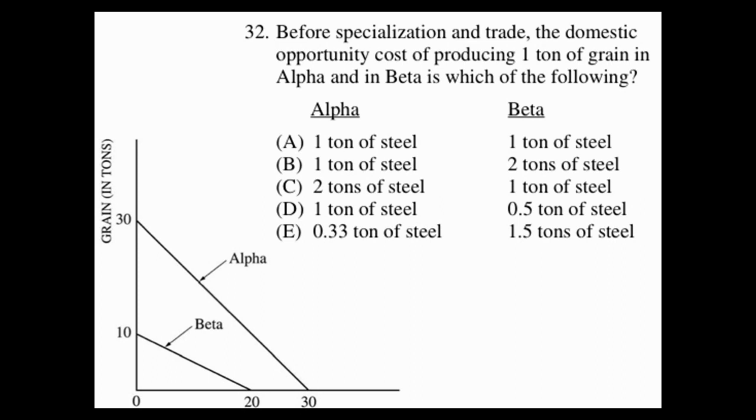this example here. This is question 32 from 2008. It says, before specializing in trade, the domestic opportunity cost of producing 1 ton of grain in alpha and in beta is which of the following? Here we have alpha and beta on the same graph, and it's asking for 1 ton of grain. So they're asking, what does it cost alpha for one grain? What is their opportunity cost for one grain? And beta for one grain, right? They're asking what's their opportunity cost.